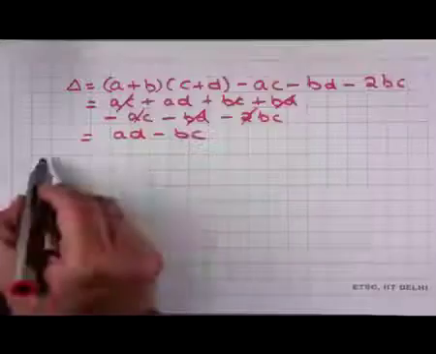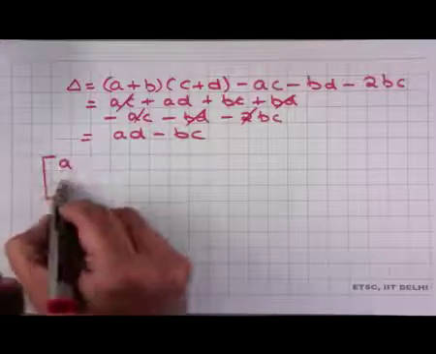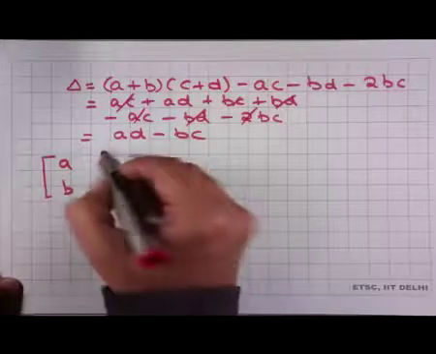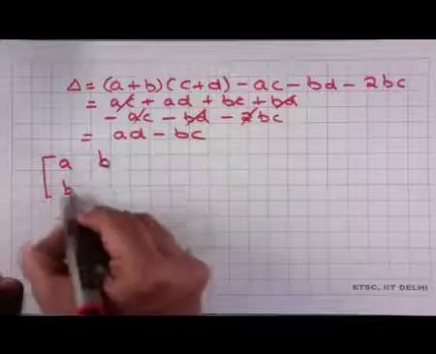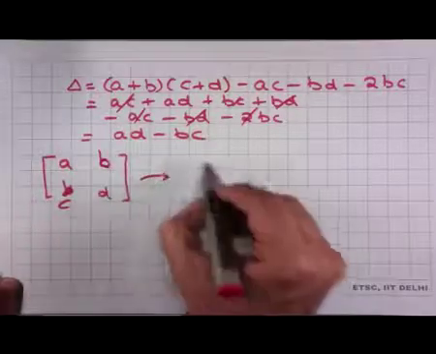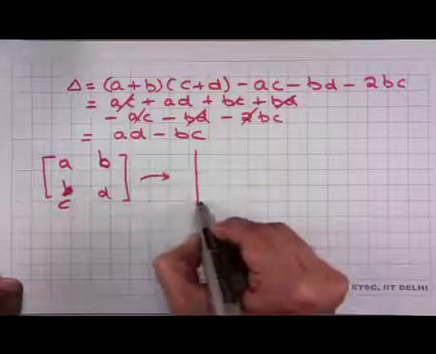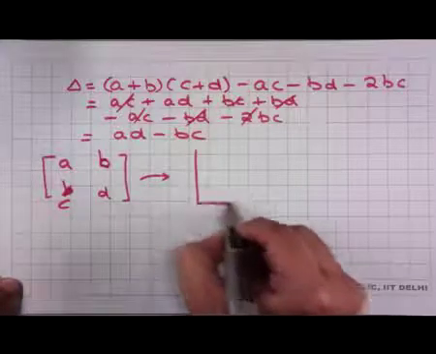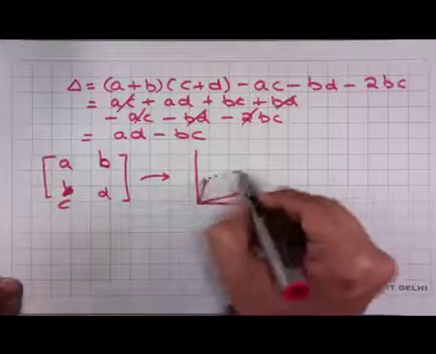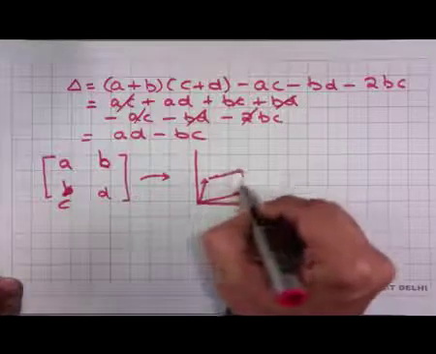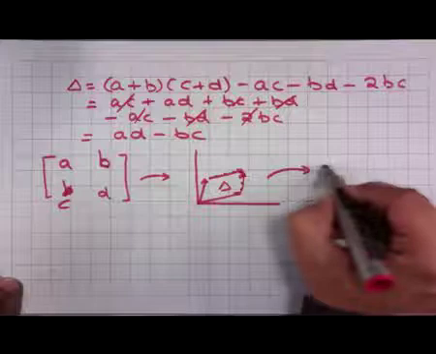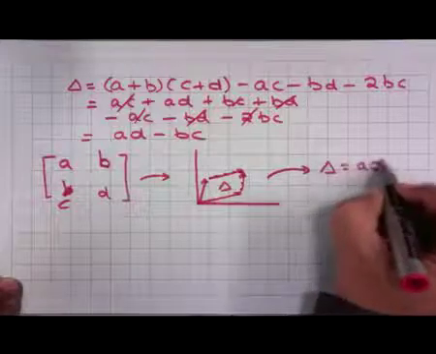In other words, here we have said, okay, we have A, B, C, I think it was the other way around. This was A, B, this was C, this was D, and from here we went to this geometric idea of a parallelogram. And this area, this delta, we have shown is nothing but AD minus BC.